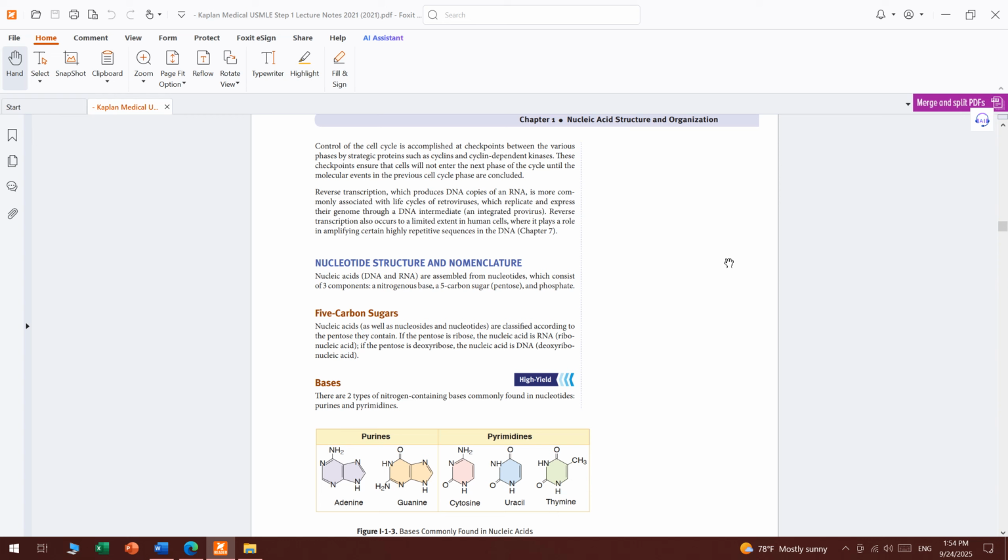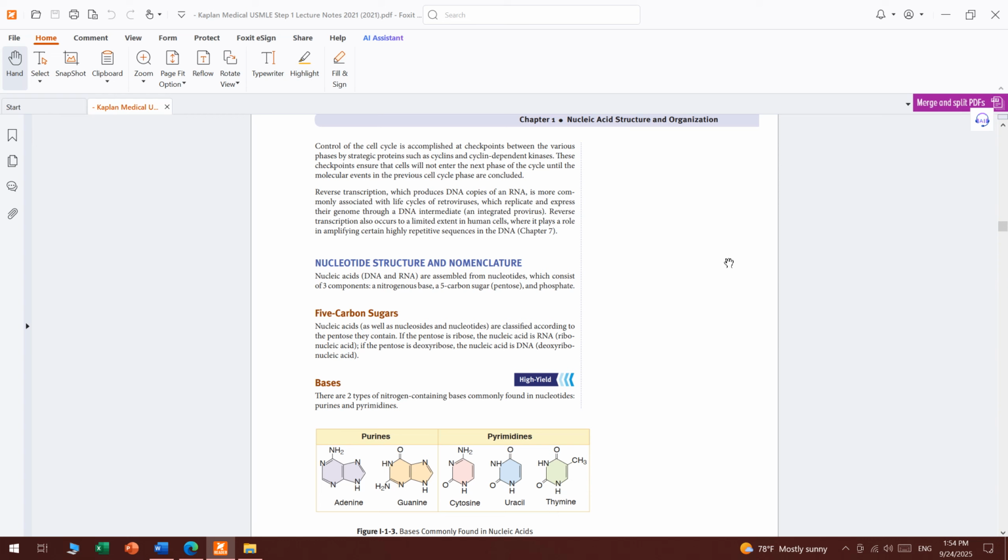Reverse transcription. While the central dogma traditionally describes information flow from DNA to RNA to protein, there's an important exception: reverse transcription. This process involves the synthesis of DNA copies from an RNA template. Reverse transcription is most commonly associated with the life cycles of retroviruses, such as HIV. These viruses possess RNA genomes and replicate and express their genetic information through a DNA intermediate, which is integrated into the host cell's genome as a provirus.